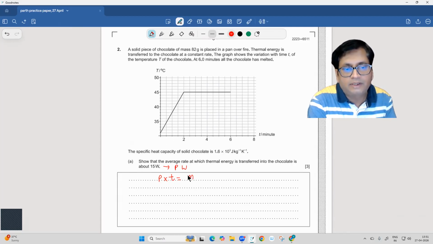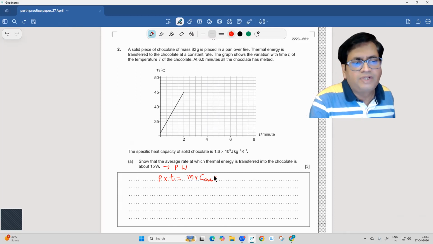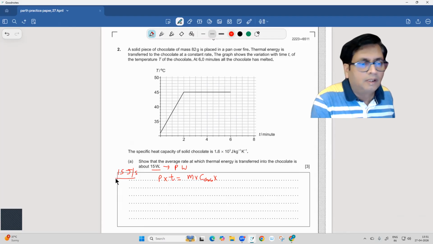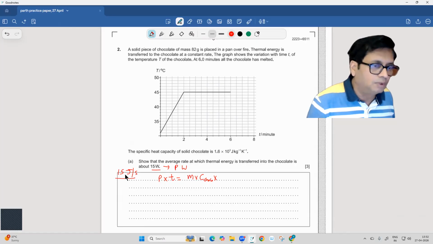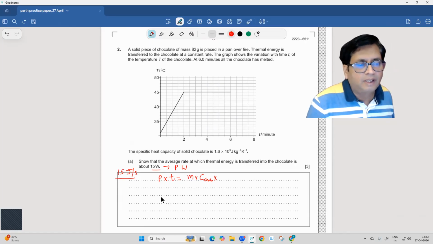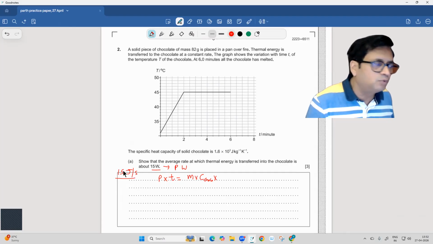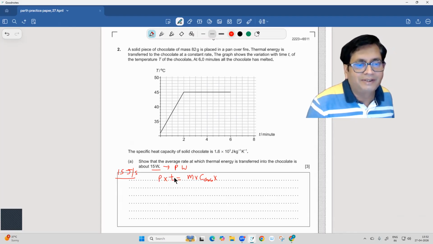That should equal the mass of the chocolate into the specific heat of the chocolate into the change in temperature. If it is giving 15 watt, which means 15 joule per second, then in 1 second it is giving 15 joule. So it's like power, and in 10 seconds it will give 150 joules. So power into time is the total heat required to melt it. But how much is required?